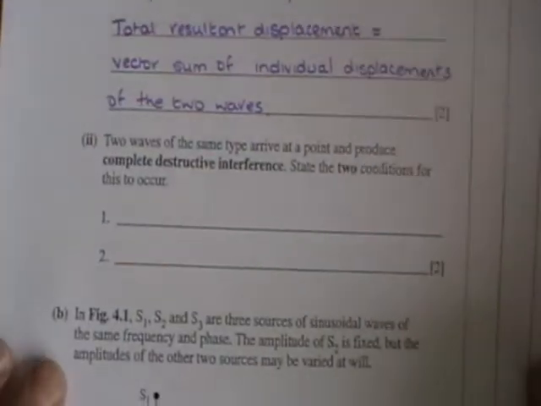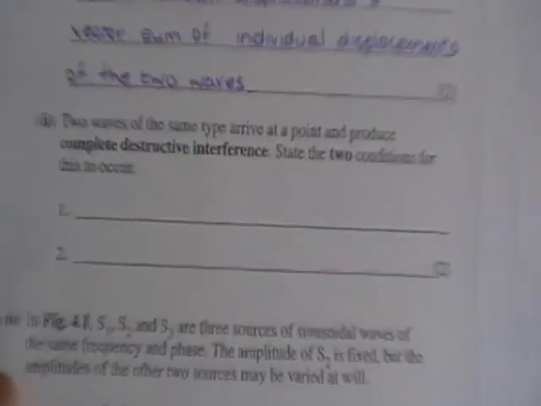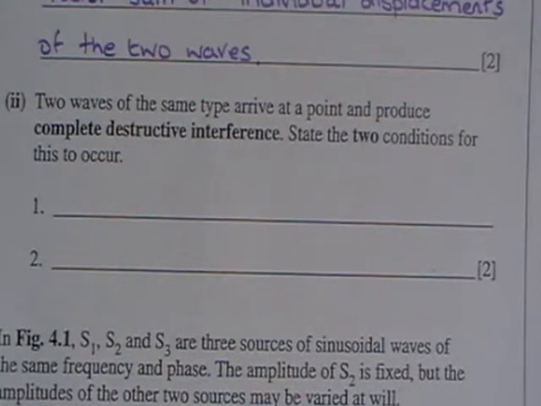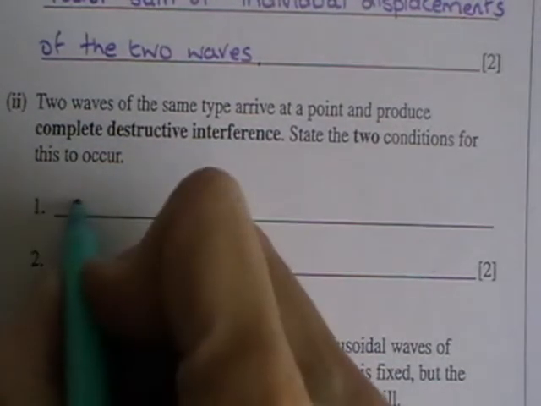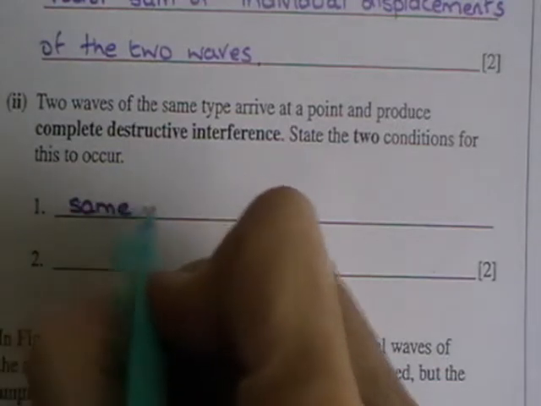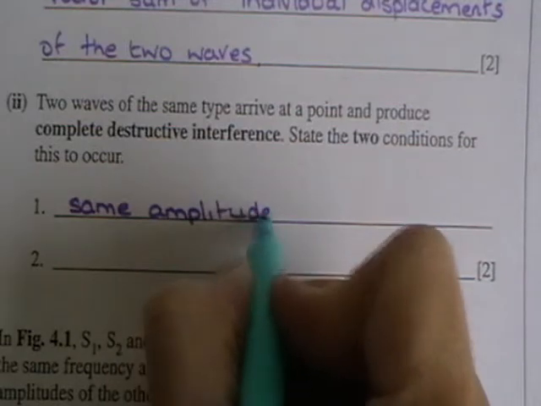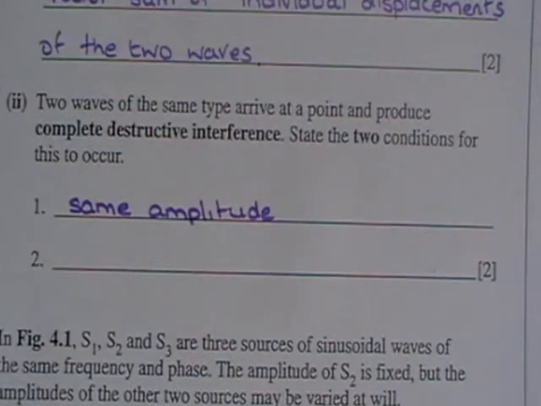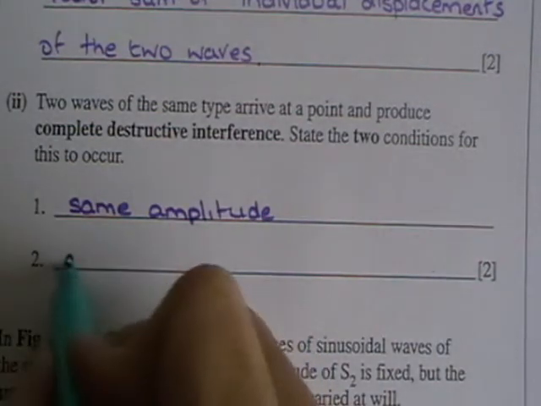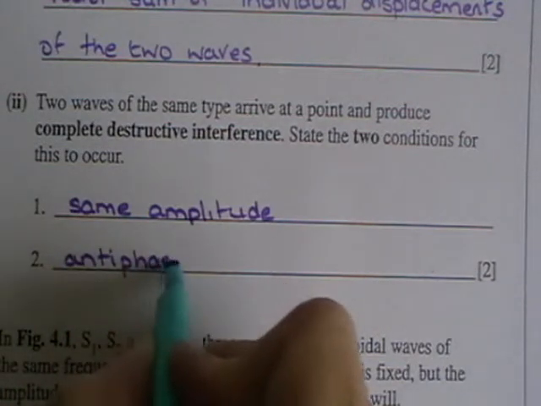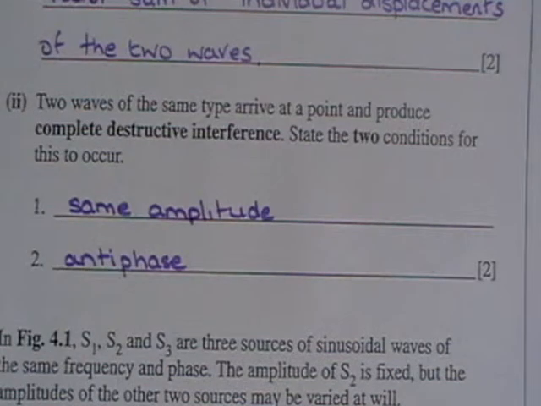Two waves of the same type arrive at a point and produce complete destructive interference. State two conditions for this to occur. So they must have the same amplitude if they're going to completely cancel each other out. And then they must be at 180 degrees out of phase or in antiphase, so that a trough is arriving at the same time as a crest and they are completely cancelling each other out.